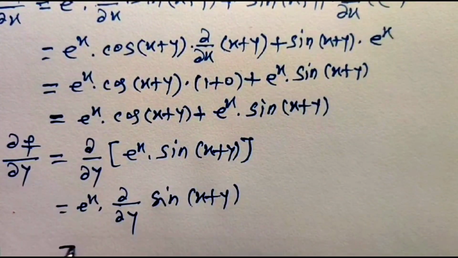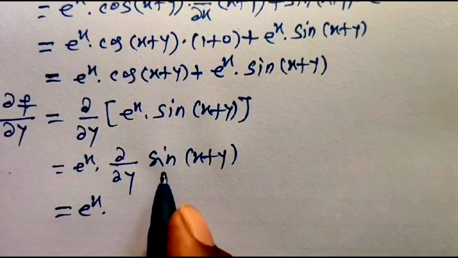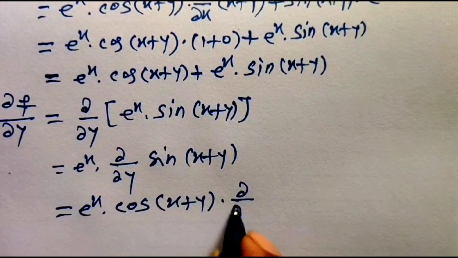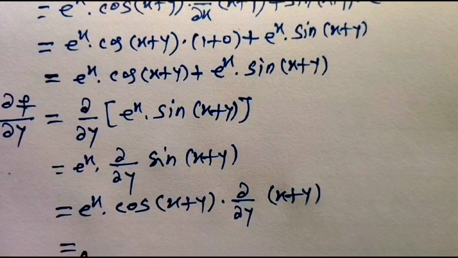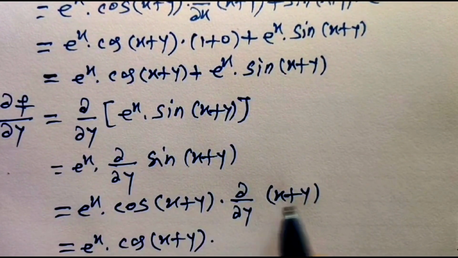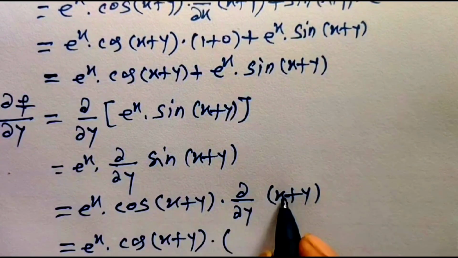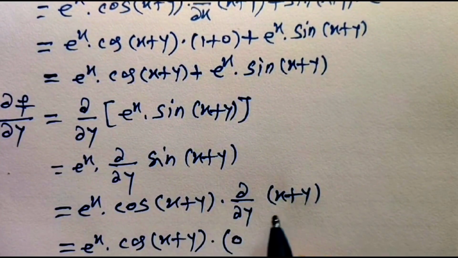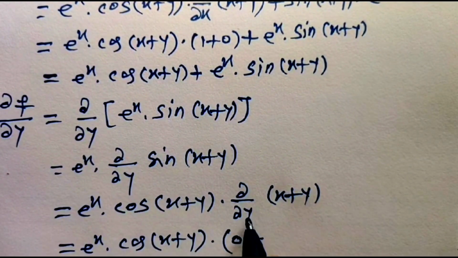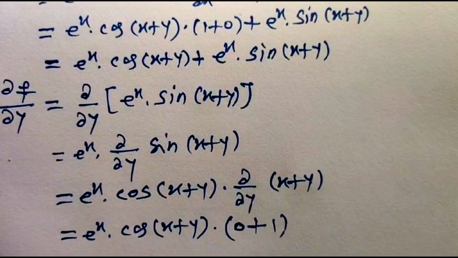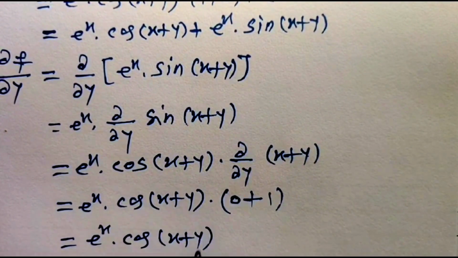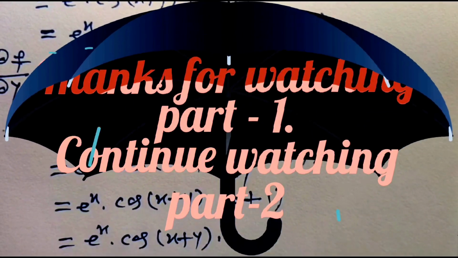So this is equal to e to the power x into the derivative of sine, which is cosine, cos of x plus y into the partial derivative with respect to y of x plus y. This is equal to e to the power x into cos of x plus y into the derivative of x plus y with respect to y. The derivative of x with respect to y is 0 because we are differentiating with respect to y, meaning considering x as constant, plus the derivative of y with respect to y is 1. Simplify this. This is equal to e to the power x into cos of x plus y. This is the partial derivative of f with respect to y.